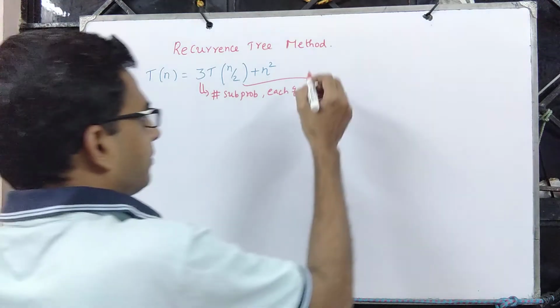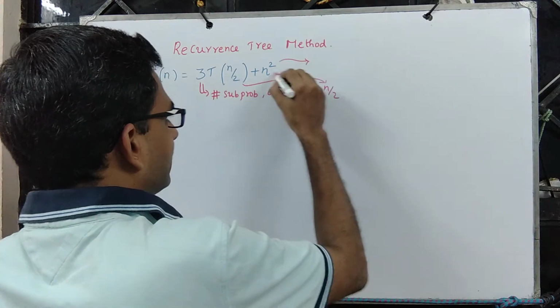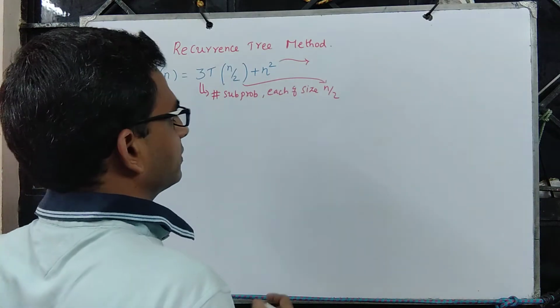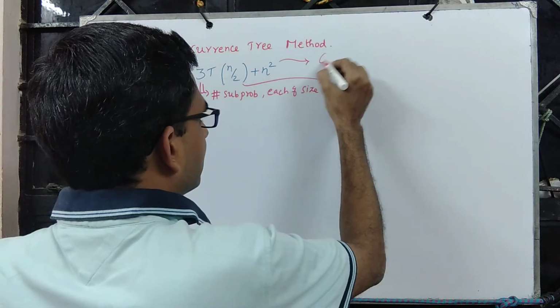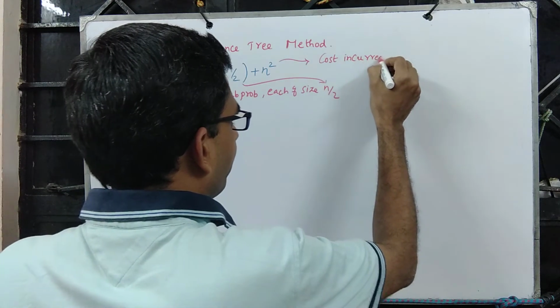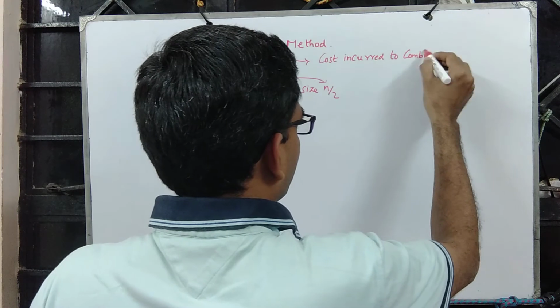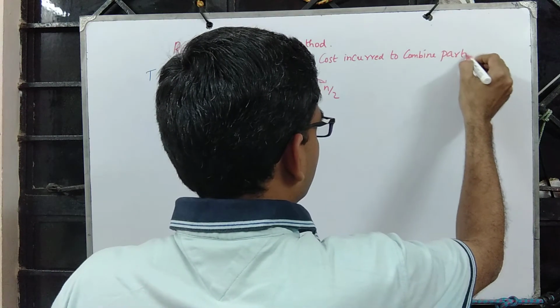There is a cost to combine partial solutions, that is represented by this. So, the cost incurred to combine partial solutions.